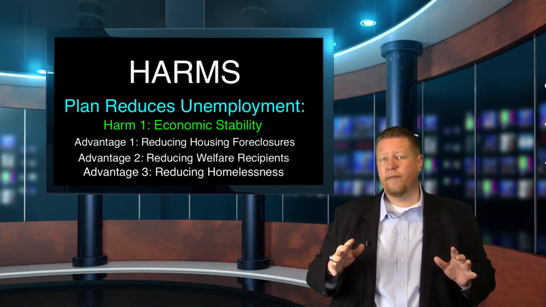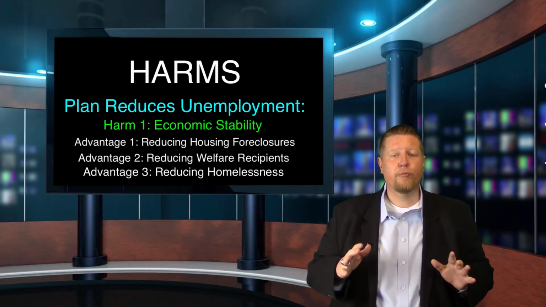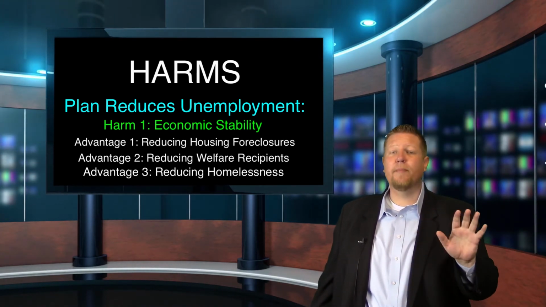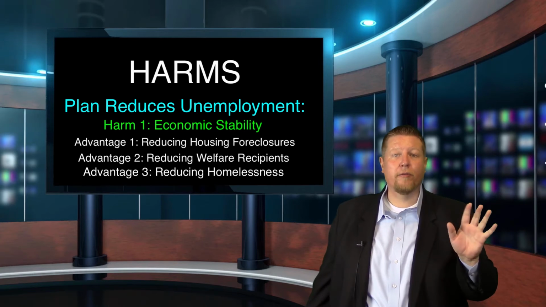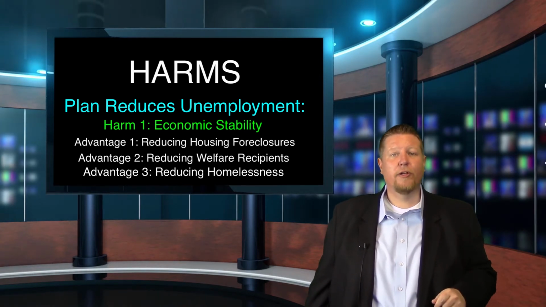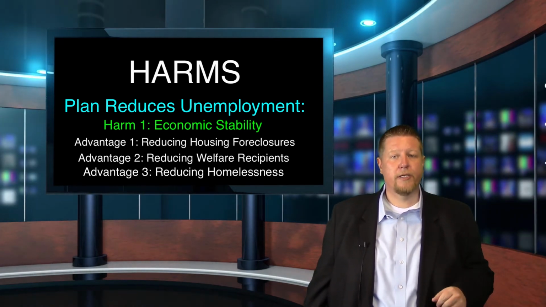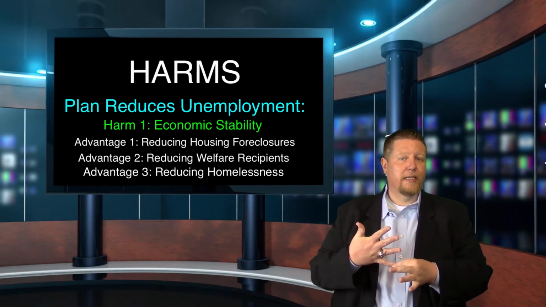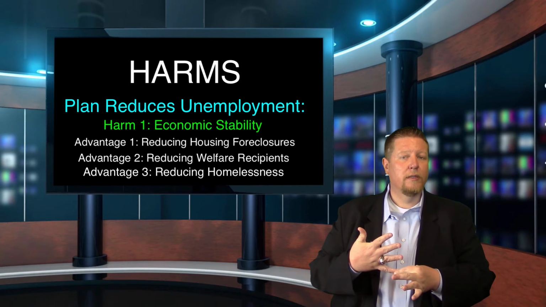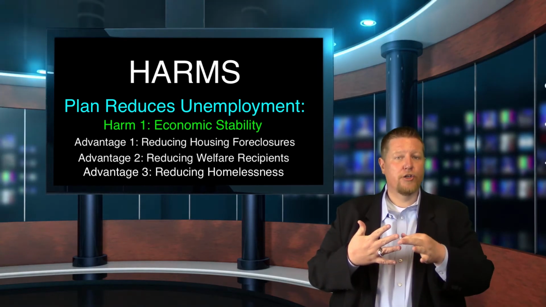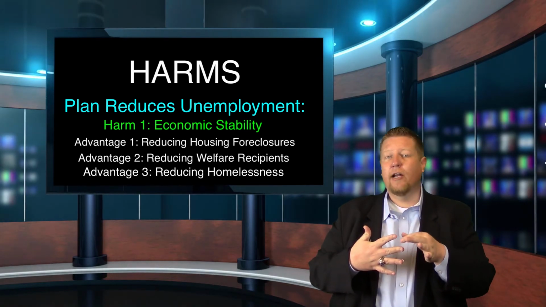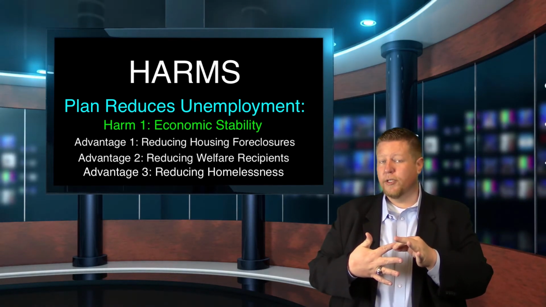Now, we haven't talked about advantages yet in this video series, so here's a preview. Advantages are the reason why the affirmative plan will make the world an even better place, even better than without the affirmative plan. And the affirmative team will introduce 3 or 4 advantages during the 1AC. So, using our example above, our harm is economic stability, which the affirmative plan solves for. And our first advantage is a reduction in housing foreclosures. Our second advantage is a reduction in welfare recipients. And our third advantage is reducing homelessness.